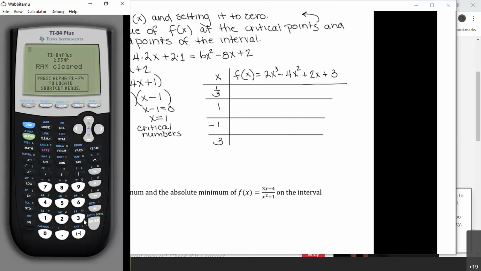Okay, so here you should be able to see that. Okay, and I'm just going to take my function. And again, this would be real easy to do with a table on the TI, but I'll just show you doing it one by one.